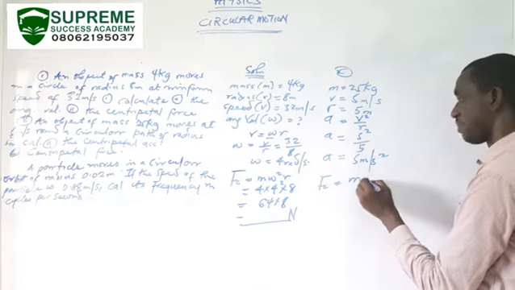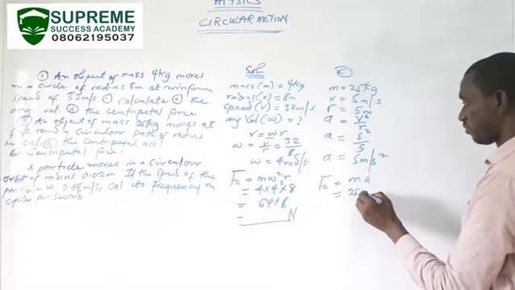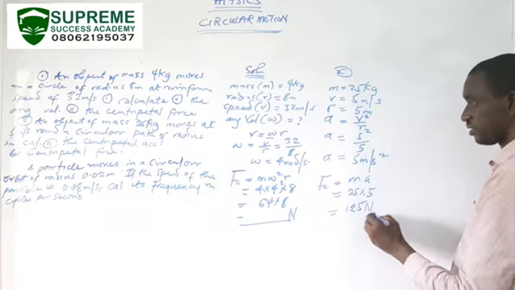Then the next thing you are looking for is centripetal force. Centripetal force equals M A. So you have been given your M to be what? 25. You've gotten your A to be 5. And you get your answer to be 125 Newton.